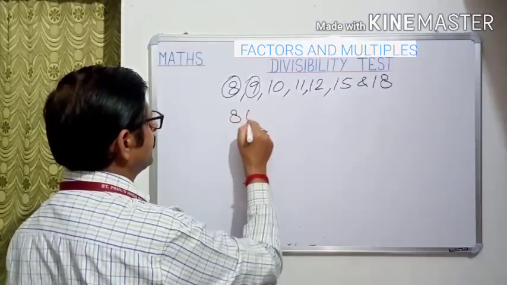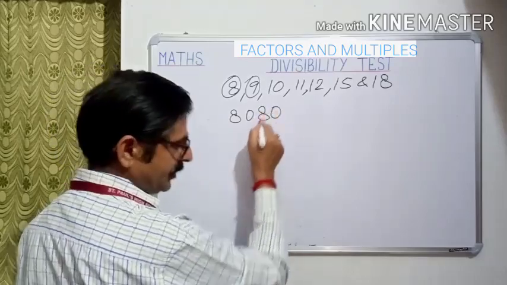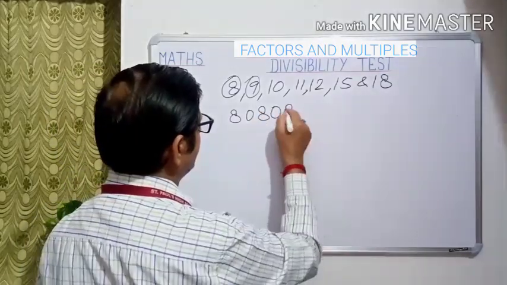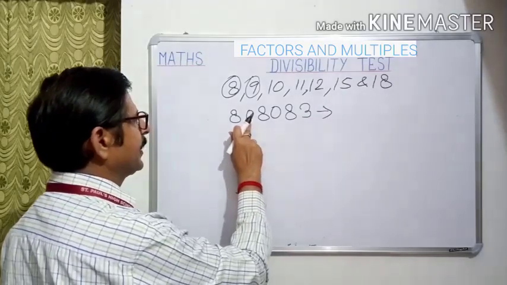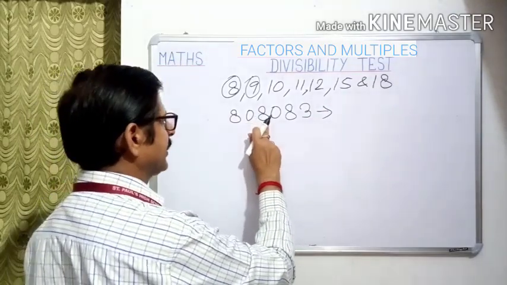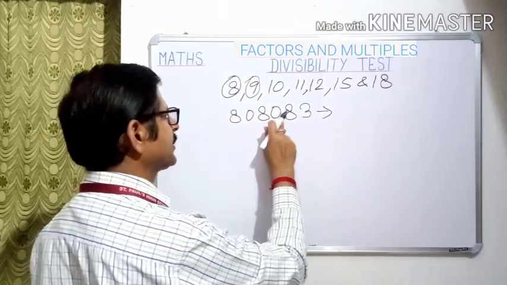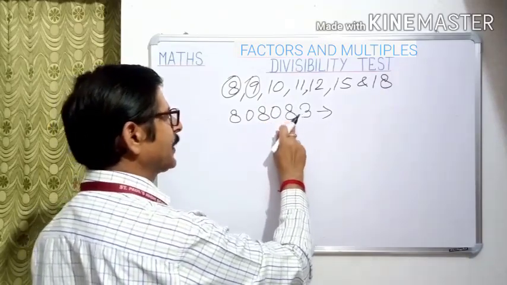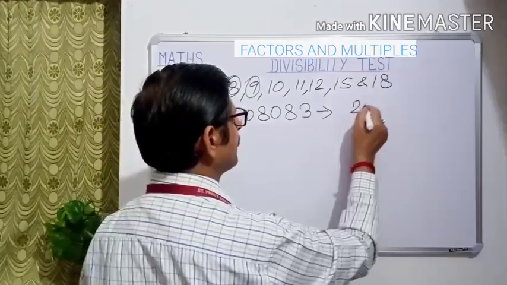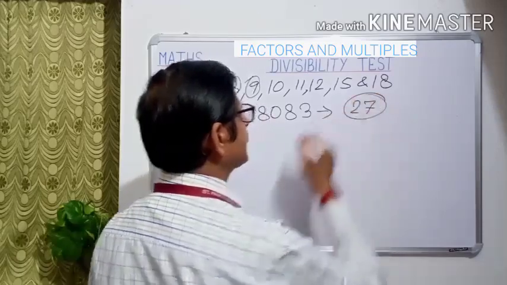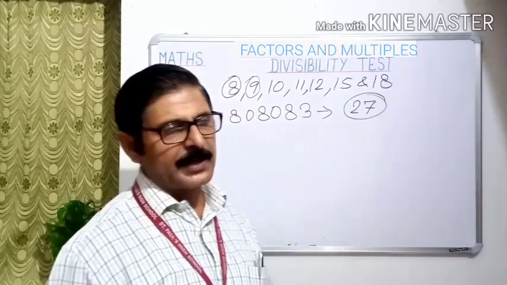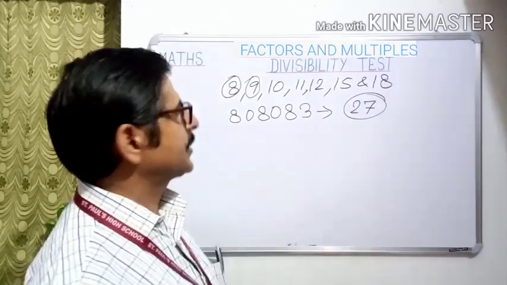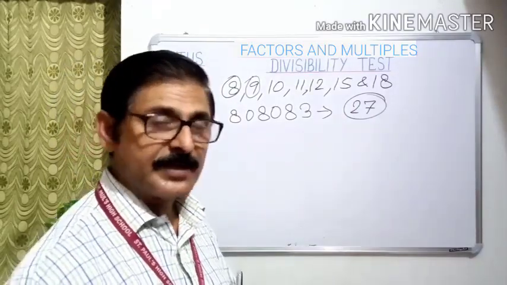808083. Find the sum of the digits. 8 plus 0 is 8, 8 plus 8 is 16, 16 plus 0 is 16, 16 plus 8 is 24, 24 plus 3 is 27. So the sum of the digits is 27, and as 27 is divisible by 9, 9 threes are 27, this number is also divisible by 9.